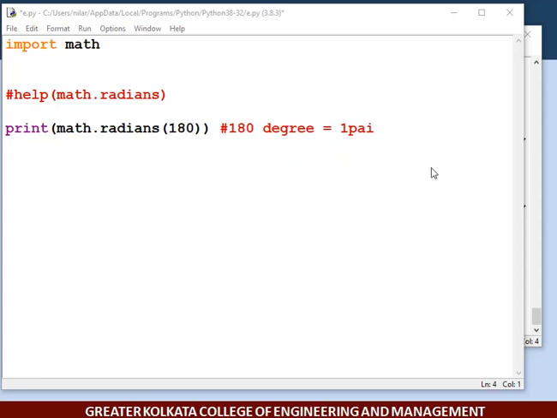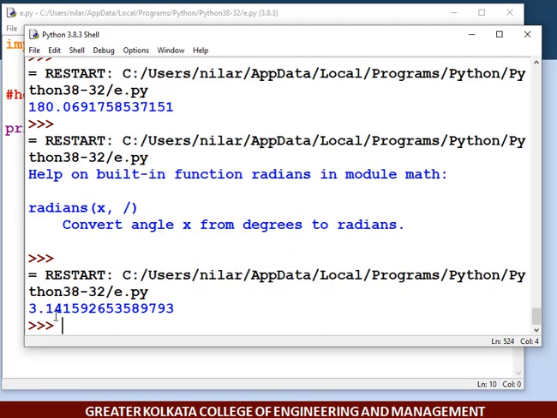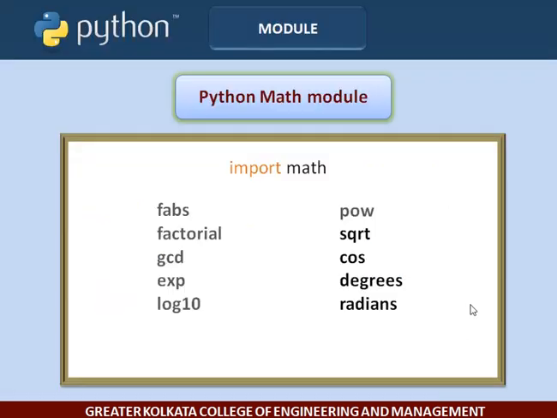So now we would like to run it and watch the value of it. 3.141. Clear? So this is clear to you. Okay, so we have completed all these mathematical functions. We have completed fabs, factorial, GCD, exponent, log 10 base, pow, and in this lecture already we have completed sqrt, cos, degrees, and radians value.